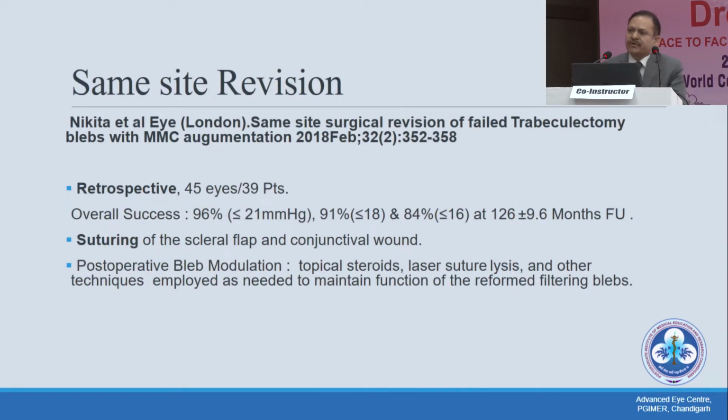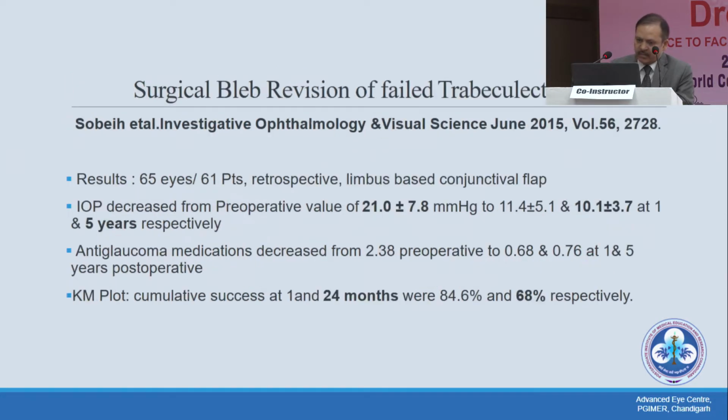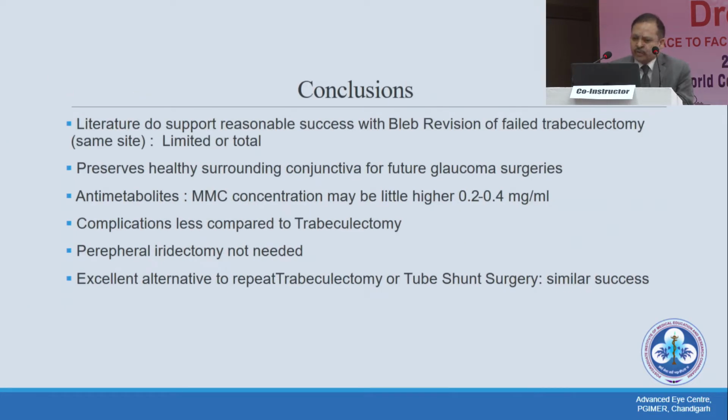Another study by Nikita et al. also shows similar results, and as I was going through the literature, I found that most of the studies on opening through the same site give us a similar level of pressure lowering as in a fresh trabeculectomy. This is another study. So in conclusion, the literature does support reasonable success with bleb revision, that is complete bleb revision from the same site, and it preserves the healthy surrounding conjunctiva for future glaucoma surgeries.